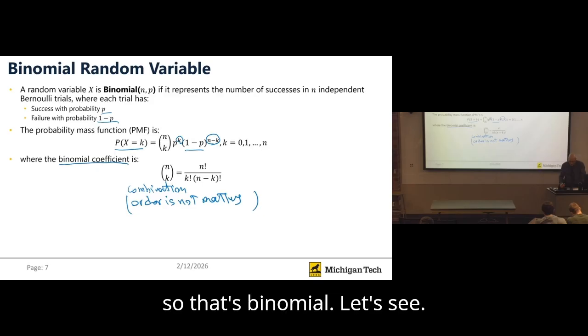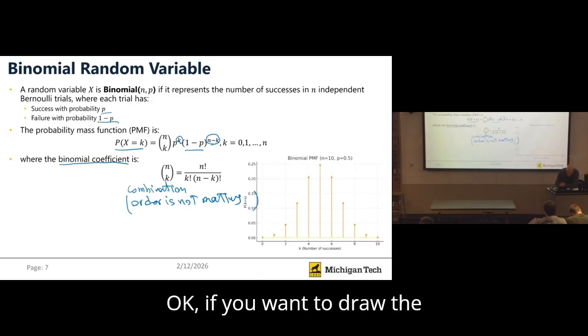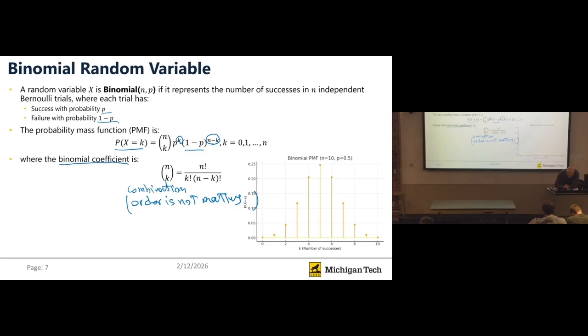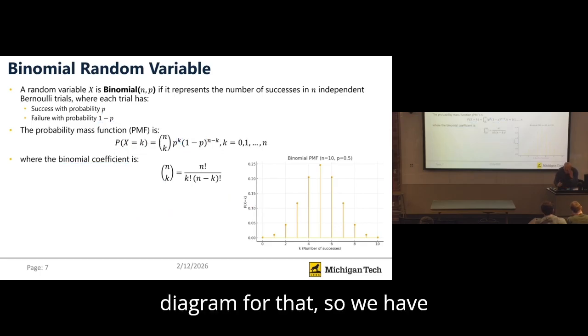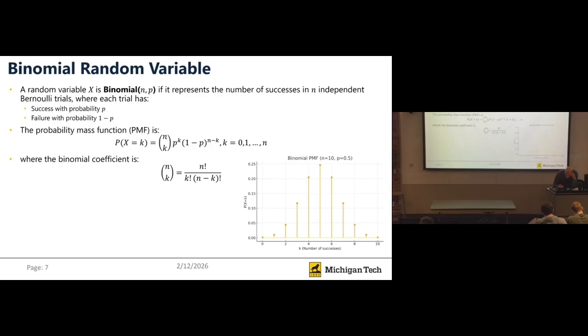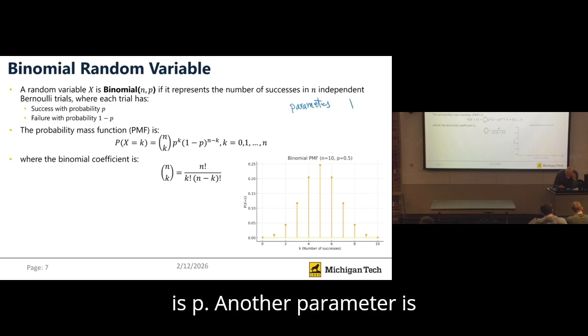Okay, so that's binomial. Let's see an application. If you want to draw the diagram for that, in binomial we have 2 parameters. One parameter is P. Another parameter is N.